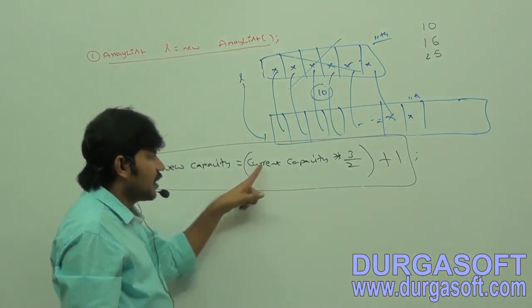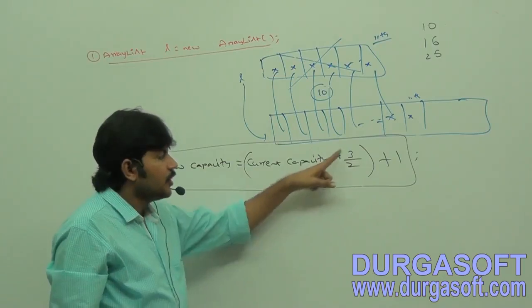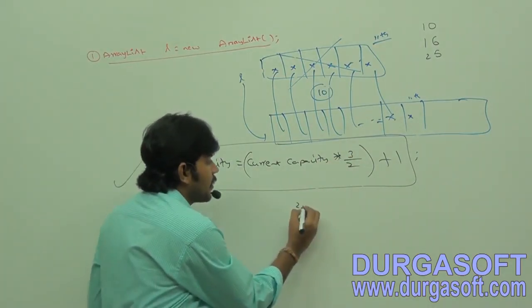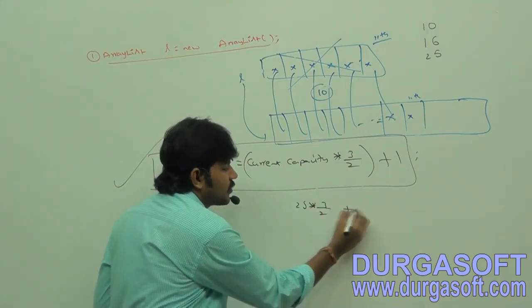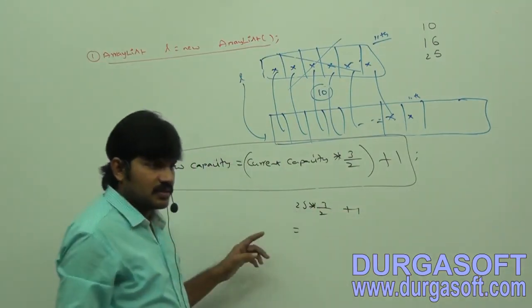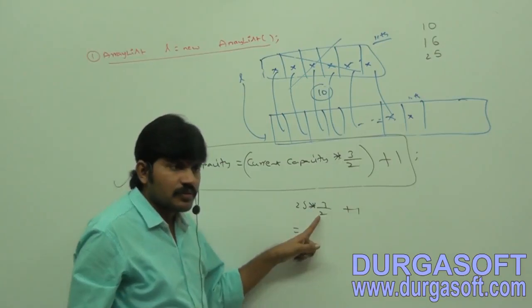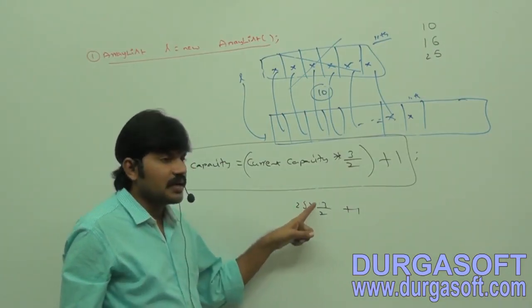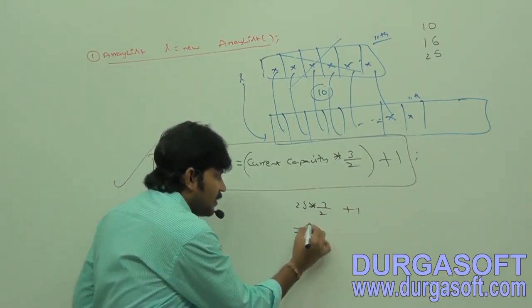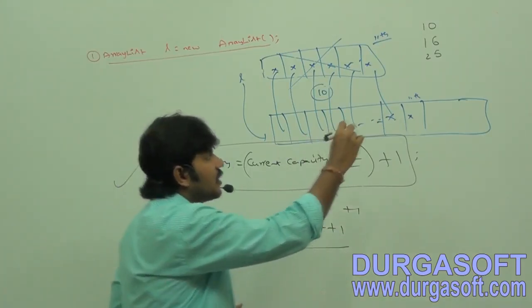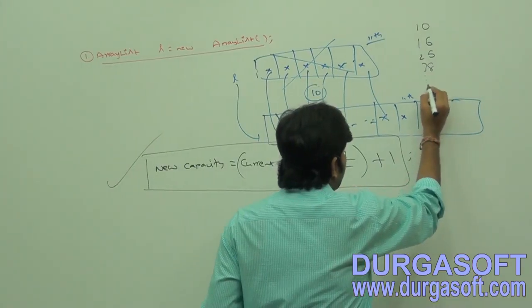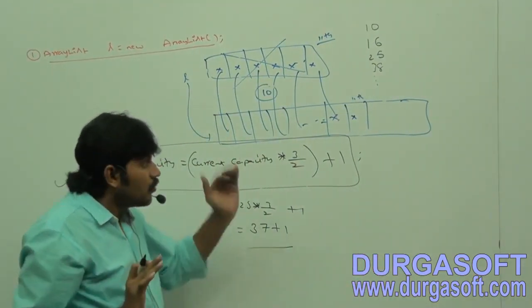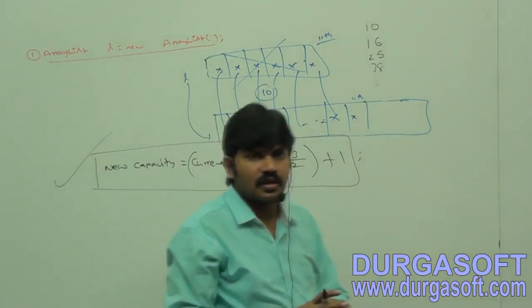What will happen? The current capacity is 25. 25 into 3 by 2 plus 1. 25 into 3 is 75, 75 by 2 is 37 point something, but with integral division it is 37. 37 plus 1 is 38, and so on. Are you able to understand? This is the way the increment happens in the case of ArrayList.